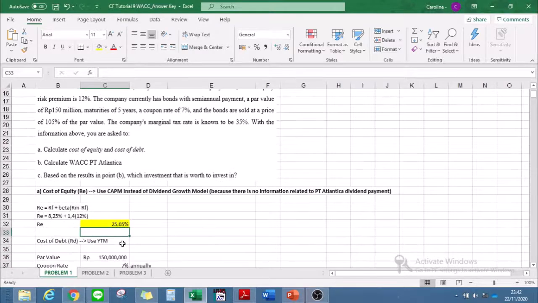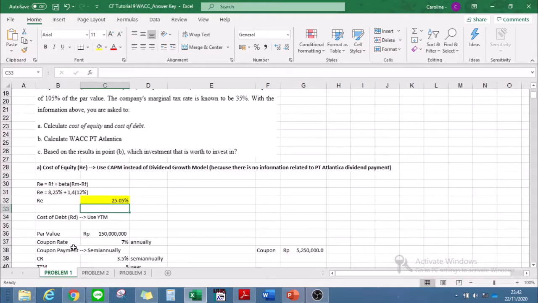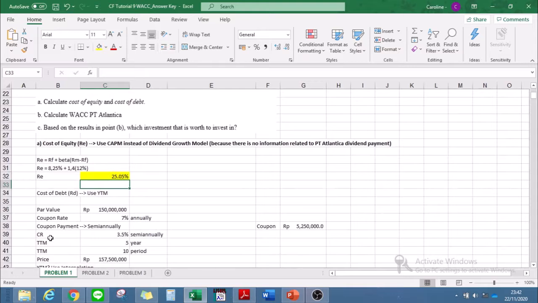Remember that for the cost of debt, we are going to use the YTM. So you were given the information of the par value, the coupon rate, the time to maturity, and then you were given the current price of the bonds. Since there is no information regarding the YTM, you need to calculate the YTM using the interpolation method.